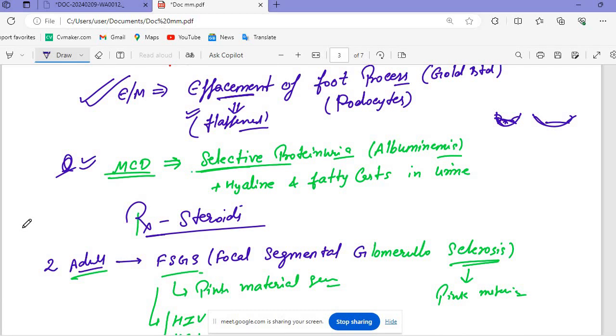Plus we will see hyaline and fatty casts in the urine. And what will be the treatment for this? The treatment will be the steroids.